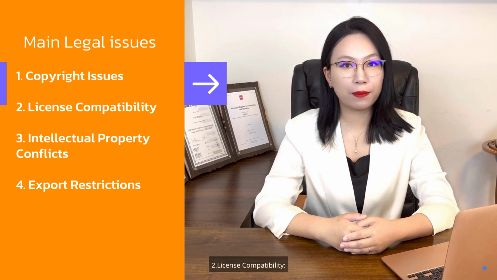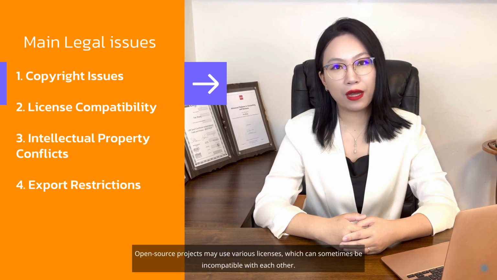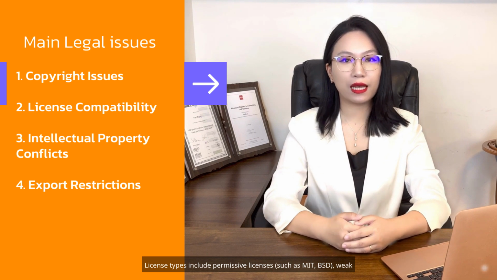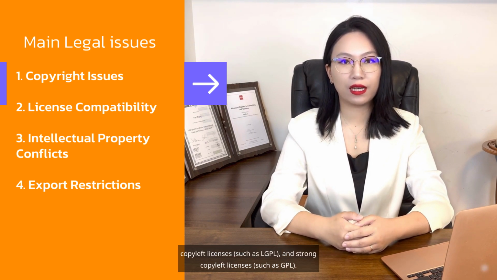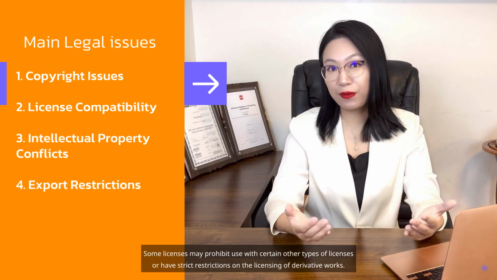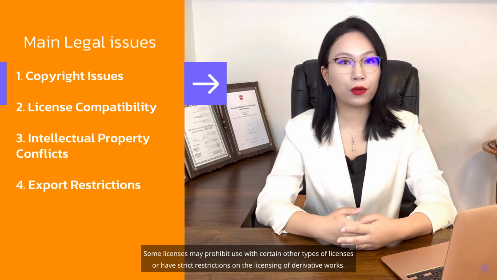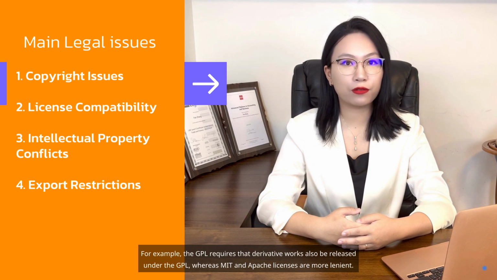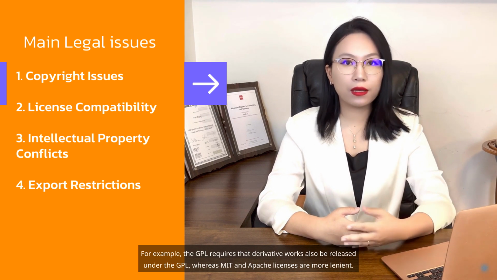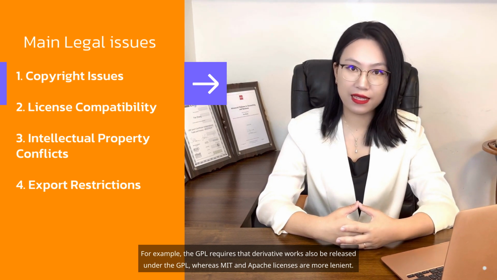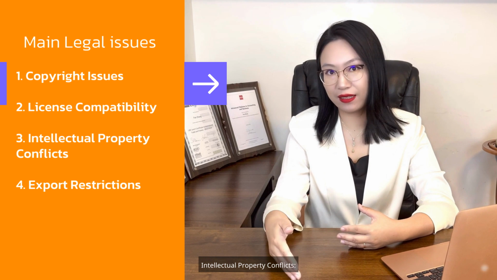2. License compatibility. Open source projects may use various licenses, which can sometimes be incompatible with each other. License types include permissive licenses, such as MIT, BSD, weak copyleft licenses, such as LGPL, and strong copyleft licenses, such as GPL. Some licenses may prohibit use with certain other types of licenses or have strict restrictions on the licensing of derivative works. For example, the GPL requires that derivative works also be released under the GPL, whereas MIT and Apache licenses are more lenient.